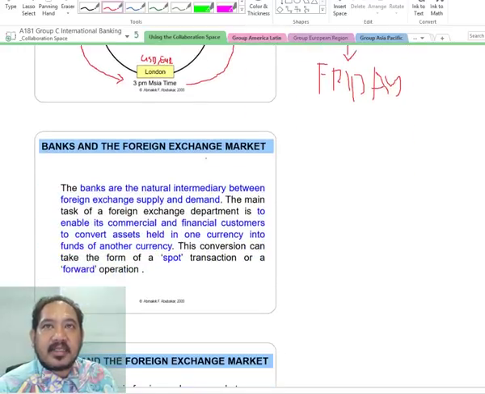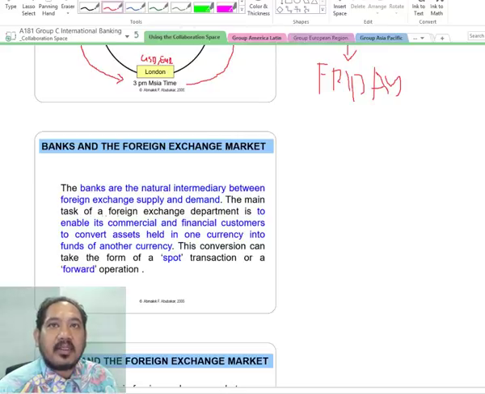Banks and the foreign exchange market. The banks are the natural intermediary between foreign exchange supply and demand, which is the buying and also the selling. The main task of a foreign exchange department is to enable its commercial and financial customers to convert assets held in a currency into funds denominated in another currency. This conversion can take the form of a spot transaction or a forward transaction.